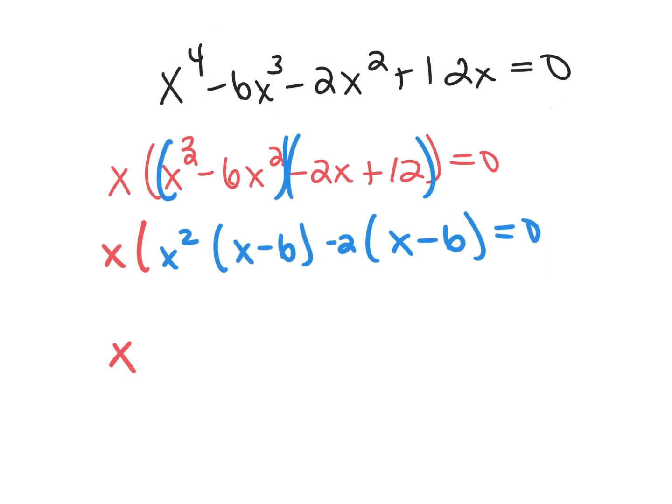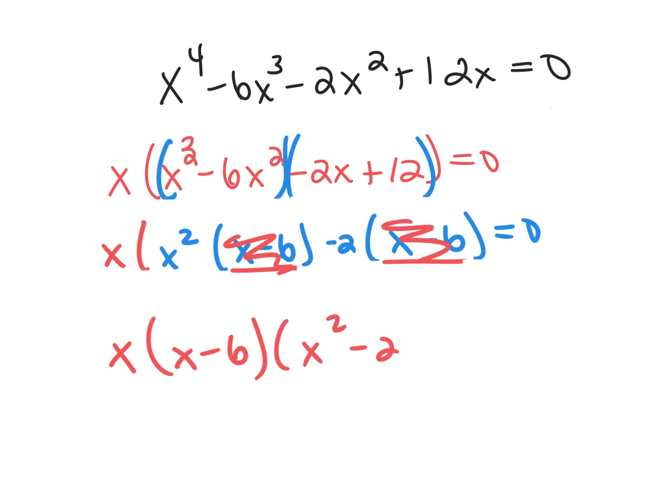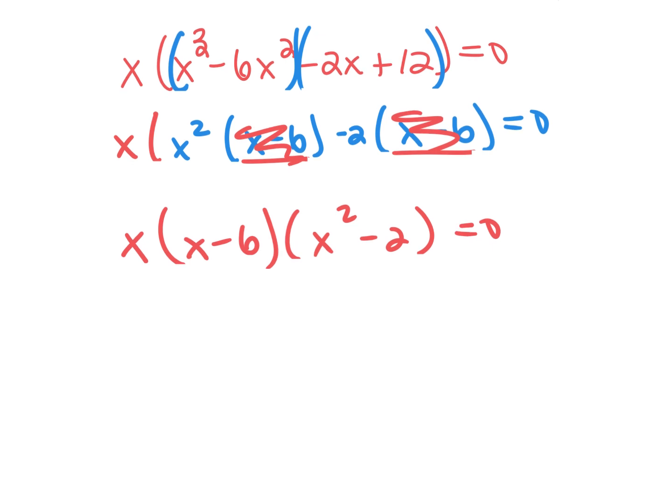So I have the x out in front. What's my new GCF? X minus 6, yes? Okay, and then what gets its own parenthesis? X squared minus 2 equals 0. Can you factor x squared minus 2 anymore? No, because 2 is not a perfect square. But you can still solve it. What do I do to find my zeros? I set each piece equal to what? To 0. So I have x equals 0, x minus 6 equals 0, x squared minus 2 equals 0.